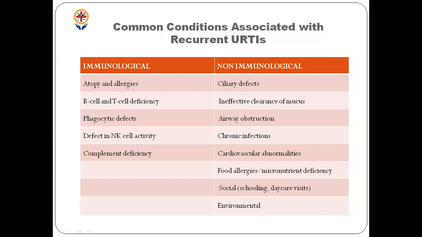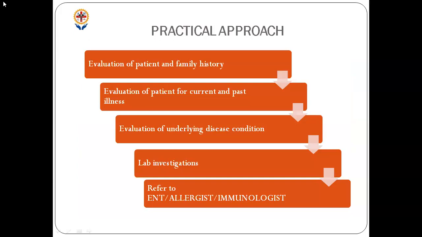ineffective clearance of mucus, any cardiovascular abnormalities, micronutrient deficiencies, social causes like early schooling, and environmental causes like passive smoking, indoor air pollution, etc. If you know the etiology, accordingly we can ask for the required history, and also look for findings. So let's go back to the algorithm. Any patient coming to you with a history of recurrent URTI, what history will you ask?